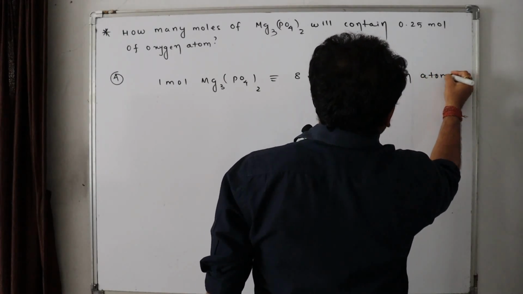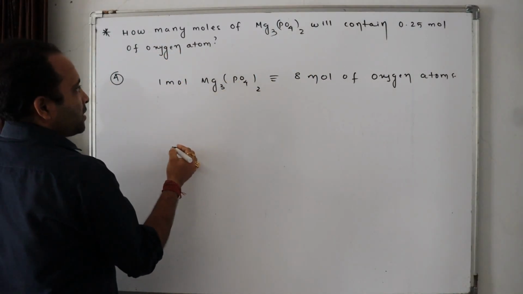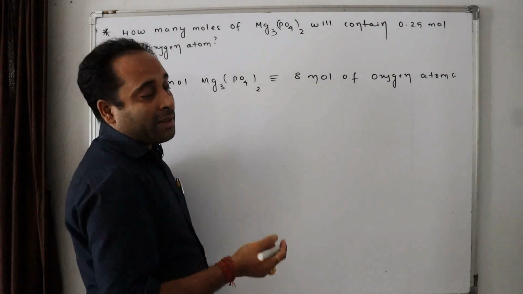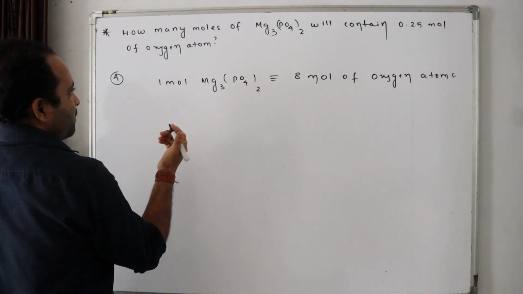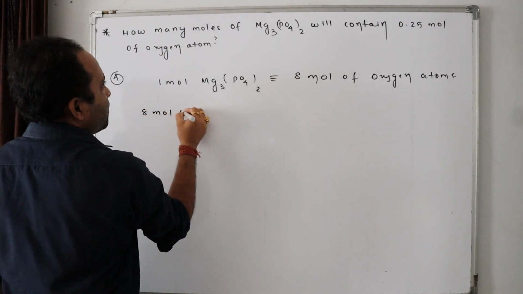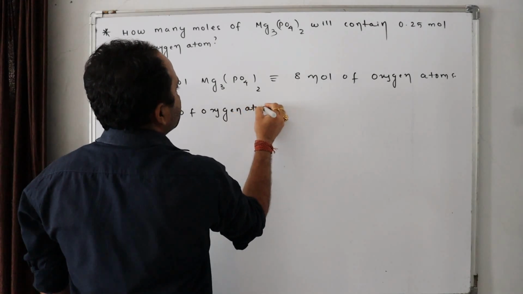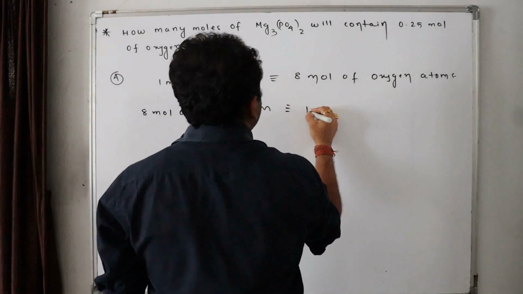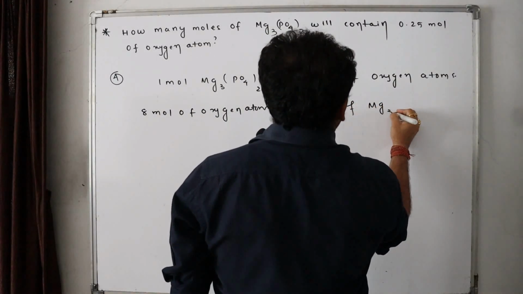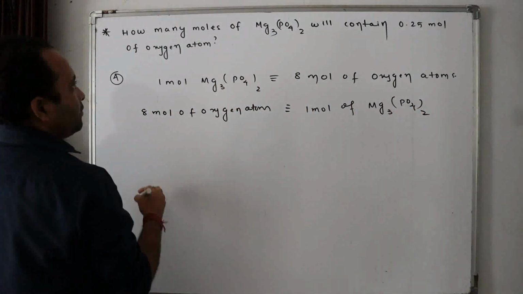atoms. Now am I loud and clear? Or I can say people make a mistake from here. They divide 0.25 by 8 by 4. That is a big mistake. Then listen carefully. 8 moles of oxygen atoms are present in 1 mole of magnesium phosphate. Isn't it?